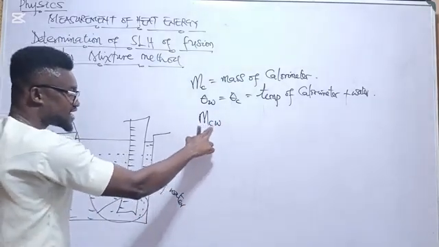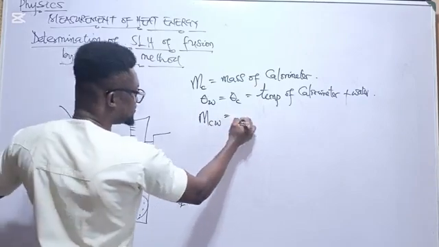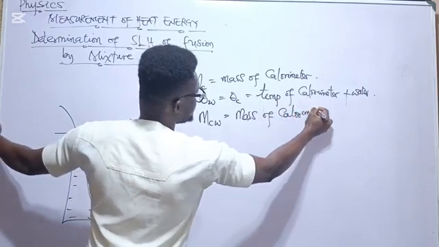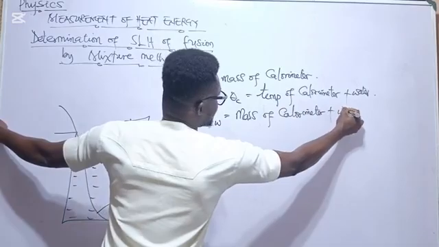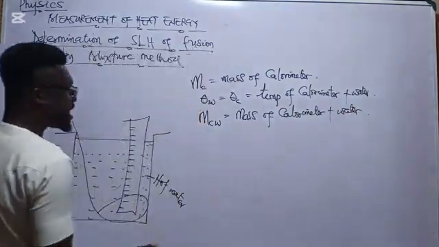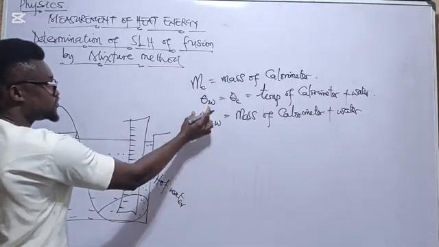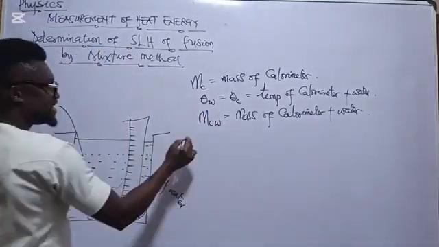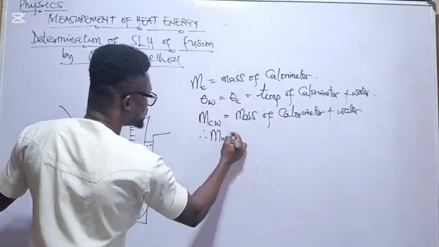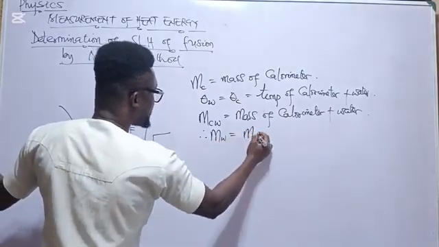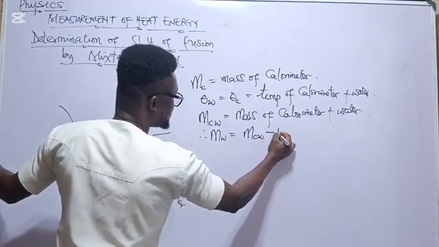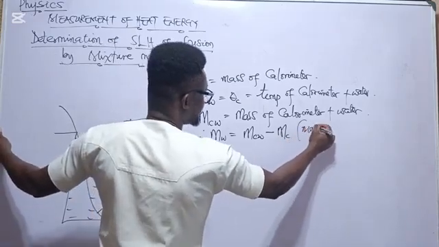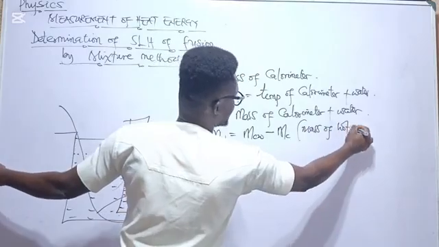So we have the mass of the calorimeter plus water. Now, having obtained this, if you subtract the mass of the calorimeter, it will give you the mass of the hot water. Hence, we have the mass of hot water equal to the mass of calorimeter plus water minus the mass of calorimeter. So this gives the mass of hot water.